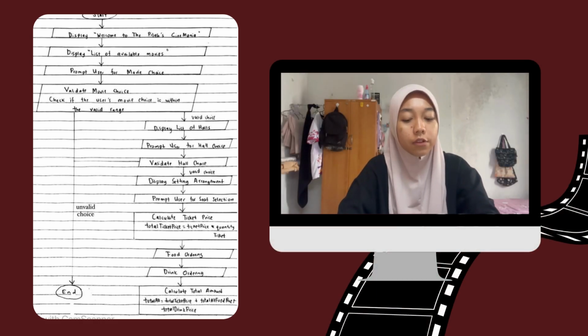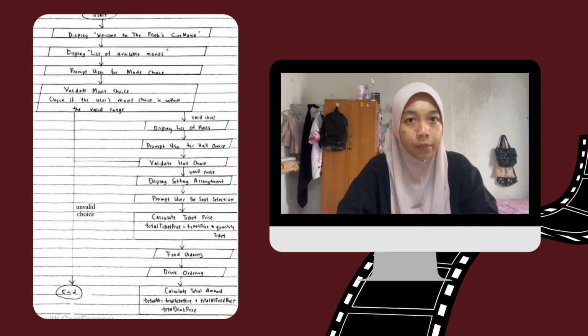So this is our rough flowchart. We will begin by displaying a list of movies, and then we will ask the user to choose what kind of movie they want to watch, and then we will validate their choice, which is we will check if the movie is available or not, and then we will continue if it's a valid choice.